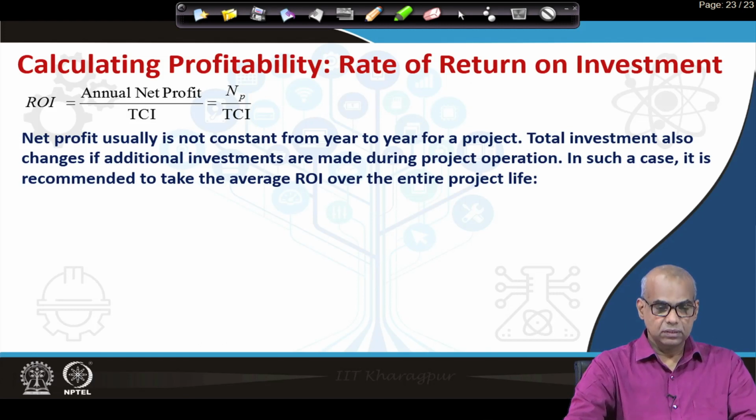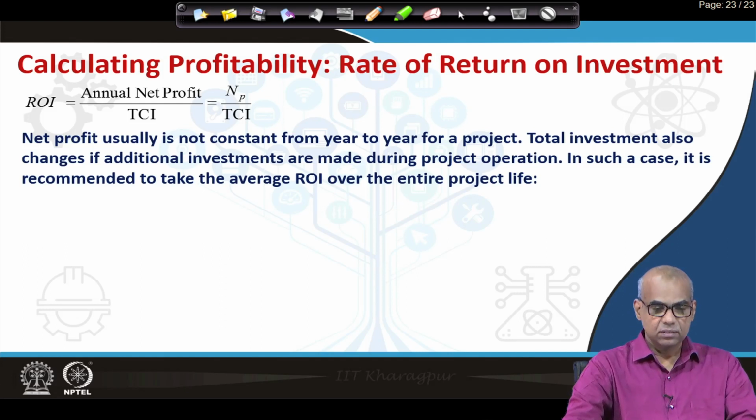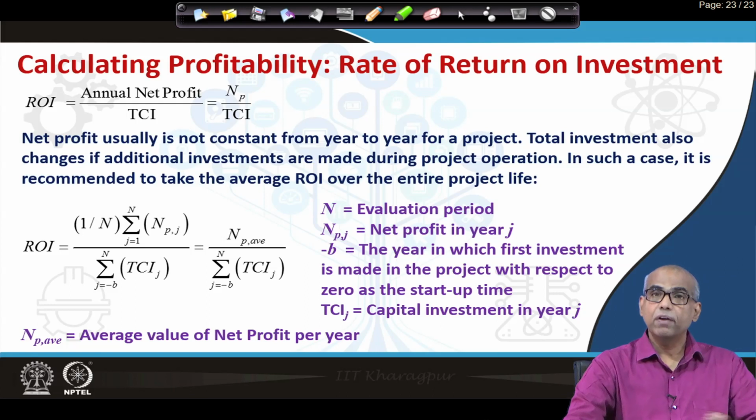Net profit usually is not constant from year to year for a project, because the profit may vary from one year to another. Similarly, total investment also changes if additional investments are made during the project operation. In such a case, it is recommended to take the average return on investment over the entire project life. So, how do I modify my definition now?